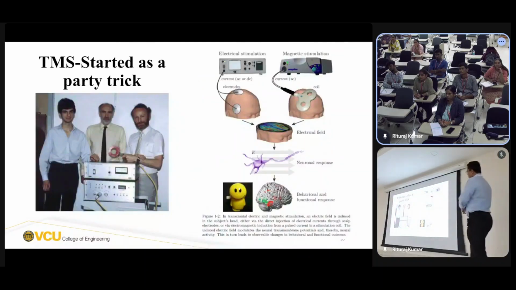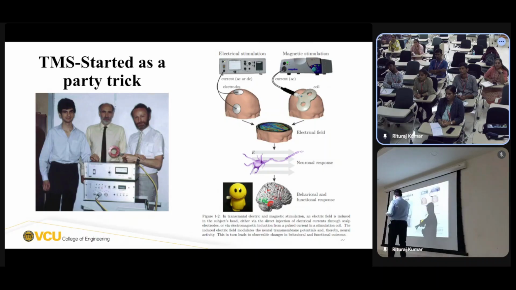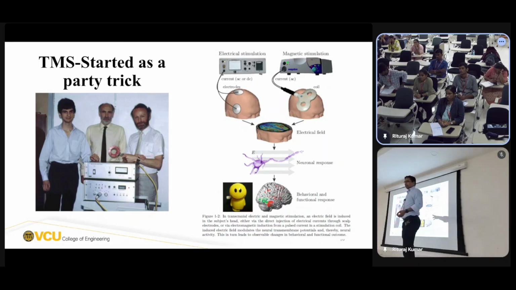Okay, here is TMS. It started as a party trick. This is Anthony Barker, Tony Barker, and Reza Jalinas. These are electrical engineers. They built the first commercial stimulator. They used to use it as a party trick, just to put it on the brain and then make people's hand flip like this. And it was so interesting that there used to be a line in front of their office in University of Sheffield, UK.